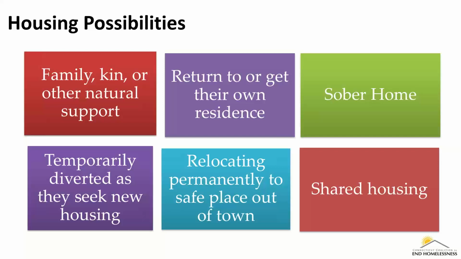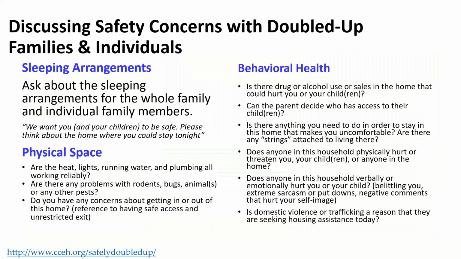So relying on, again, family or natural supports as someone that can provide a roof over the person in crisis's head, returning to or getting their own residence. Sober living homes can be an option. They may be temporarily diverted. And again, it might be that you have to come up with a very short-term plan while you're working on a longer-term resolution. They may be relocating to somewhere else, or you might be able to identify some shared housing options, and those can be really great avenues for stability in housing.